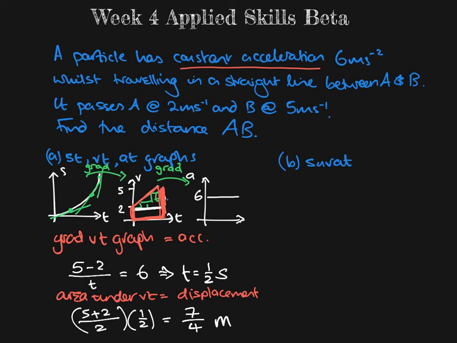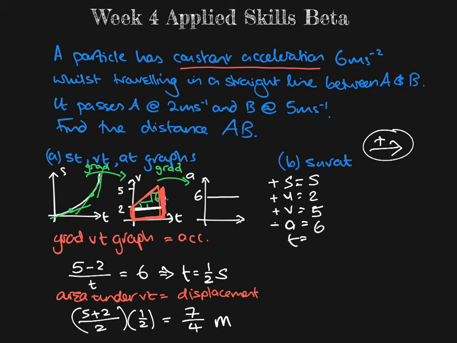Now let's try the same thing using SUVAT, so let's see which one we prefer. I'm going to assume that my particle is going to the right, and I'm going to take that to be positive, which means that what I'm looking for is s, which is going to be positive. It starts with a velocity of 2 in the positive direction, and ends with a velocity of 5 meters per second in the same direction. It hasn't reversed, and it's getting faster in that direction, which means it's accelerating, and it's accelerating at 6 meters per second squared.